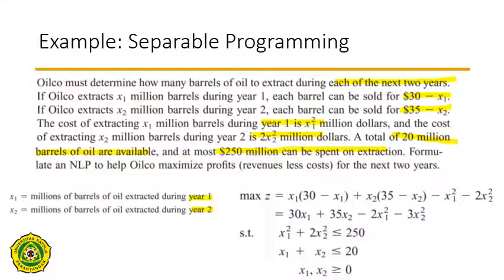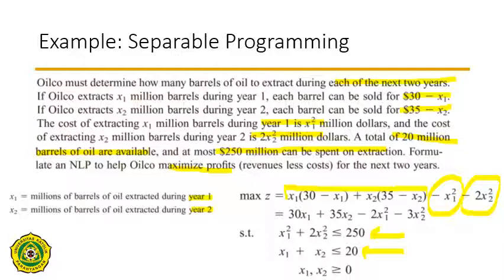Now, if we formulate that problem, we see that this is a nonlinear programming problem. The objective is to maximize the profit. So this is what we get from selling the oil minus the cost of the first year and the second year to extract the oil. And then we have two constraints. The first is the amount of oil that is available here, and the other one is the money for doing extraction. So this is our nonlinear programming problem.